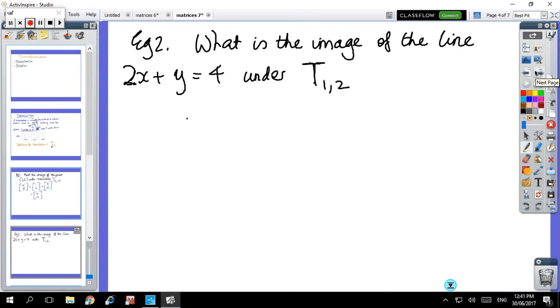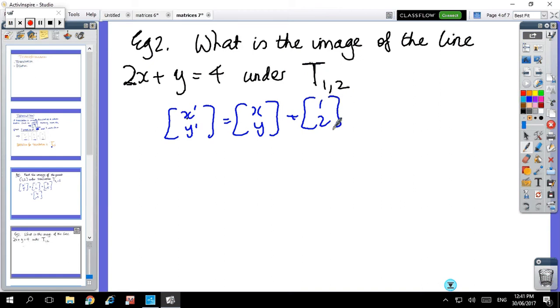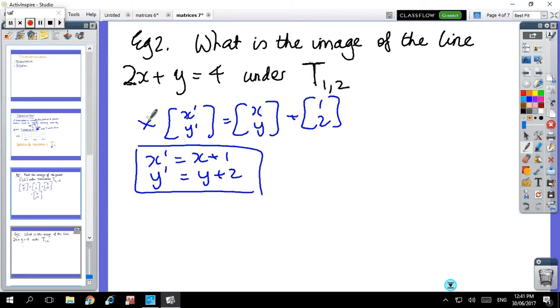Okay, so what is the image of the line 2x plus y equals 4 under the translation? The first thing we do, if you want to slow it down, is recognise that every point on the line has coordinates. So that means that x dash equals x plus 1 and y dash equals y plus 2. So you can go straight to that. You don't need to show that step because it's a pretty straight one.